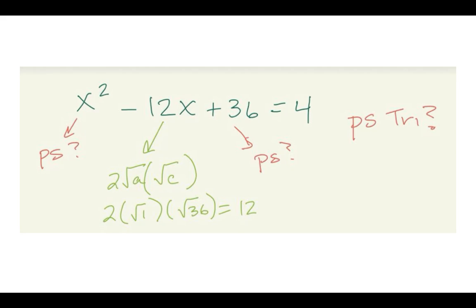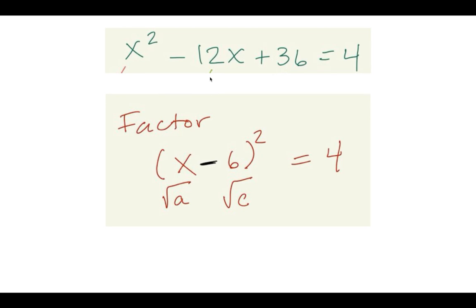When it comes time to solve, I will first ask myself, is this a perfect square trinomial? Remember, to determine if you have a perfect square trinomial: is this a perfect square? Yes. Is this term a perfect square? Yes. Then we have to do the test for B. Is 12 equal to 2 times the square root of A times the square root of C, so 2 times the square root of 1 times the square root of 36 is 12. Therefore, I have a perfect square trinomial.